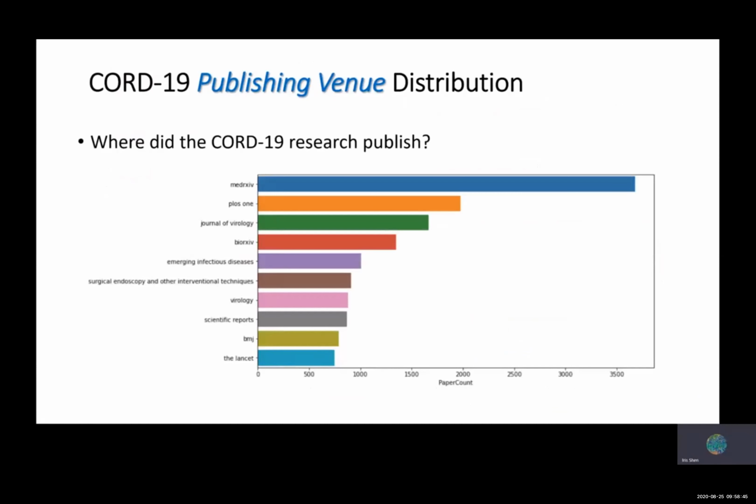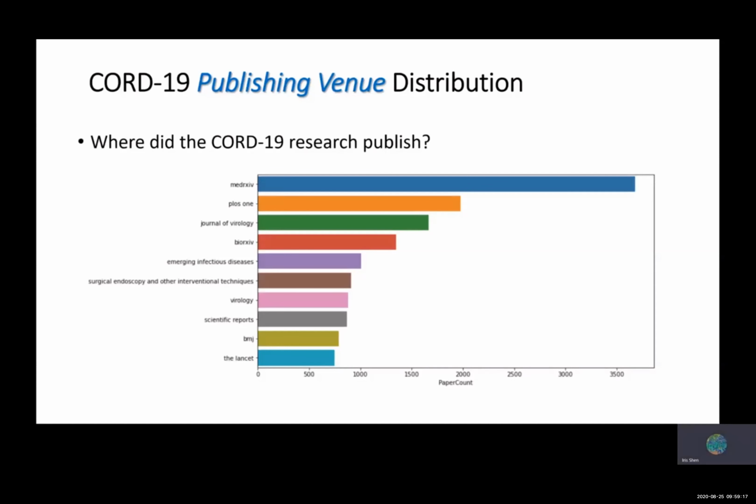In the next few slides, we will go over more analytics results around the CORD-19 subgraph on publishing venues, geographical regions, as well as team size. This slide answers the question, where did the CORD-19 research papers get published? Here are the top 10 publishing venues in terms of the number of papers published.